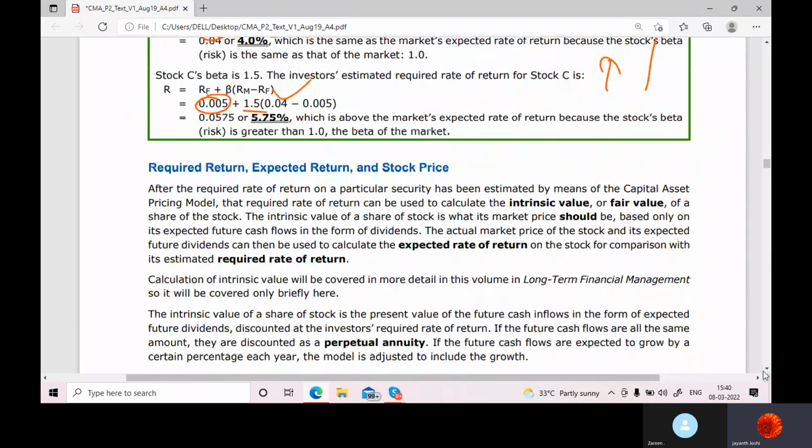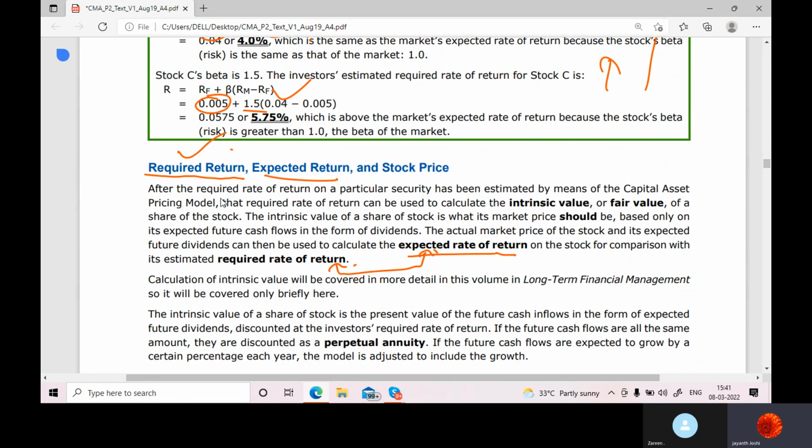So required return, expected return, and stock price. Required return is what you get to know from the CAPM equation. Expected return is what you really expect, what you could actually get from the market. That's what expected return is all about. So you would always try to compare your required rate of return with expected rate of return. Required is as per the CAPM.